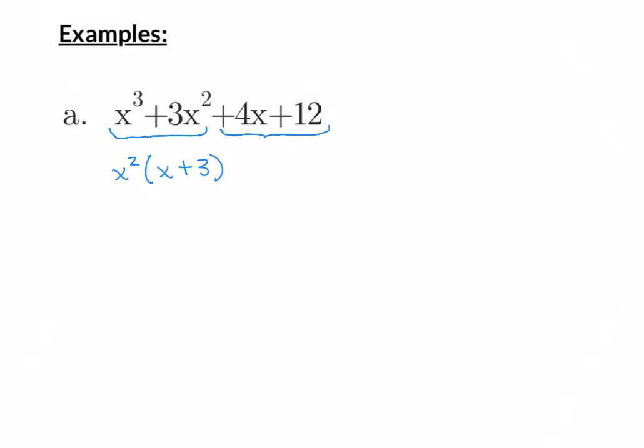All right, for the second set, I'm going to bring down my plus sign. For the last 2 terms, I can factor out a 4. So I'm going to bring a 4 out. Inside, 4x divided by 4 is x. 12 divided by 4 is 3.